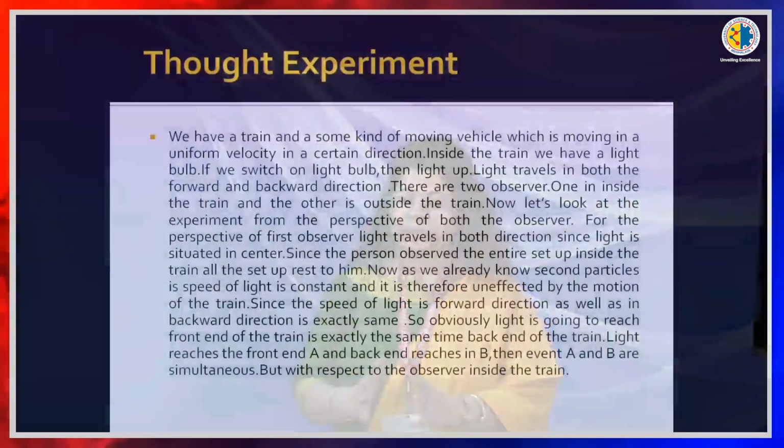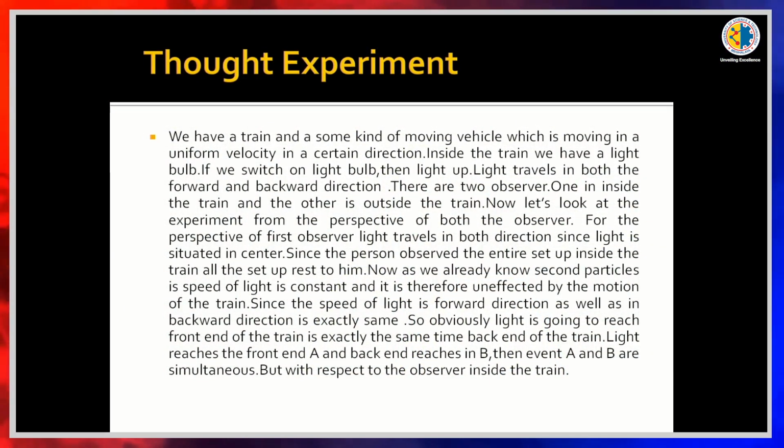So obviously light is going to reach the front end of the train at exactly the same time as the back end of the train. Light reaches the front end A and the back end B. Then the events A and B are simultaneous, but with respect to the observer inside the train.